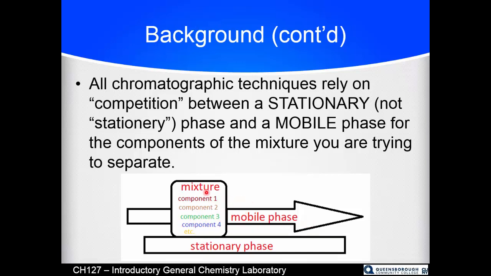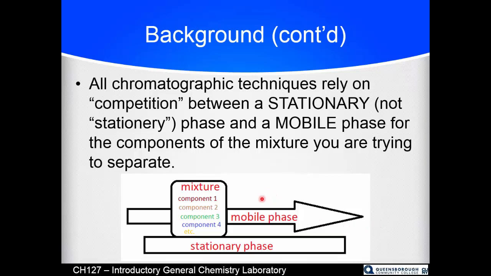So you are hoping that the components of your mixture are not exactly the same, although they will be similar because they are mixed together. But you're hoping that you can capitalize on the differences between your various components and partition them based on their differing attraction to the mobile phase versus the stationary phase. It's always a competition. Is it more attracted to the mobile than the stationary? Is it more attracted to the stationary than the mobile? And you want to get it through altogether so that you can detect it at the end.